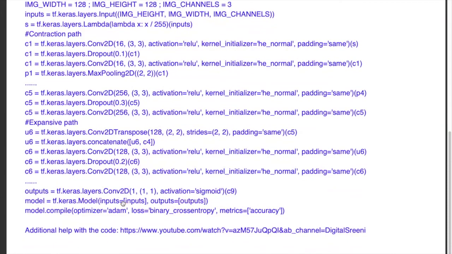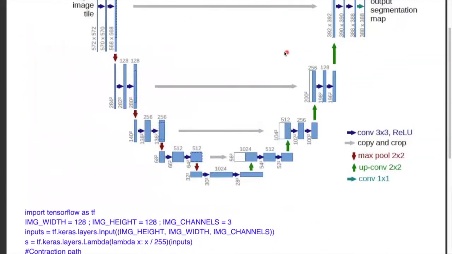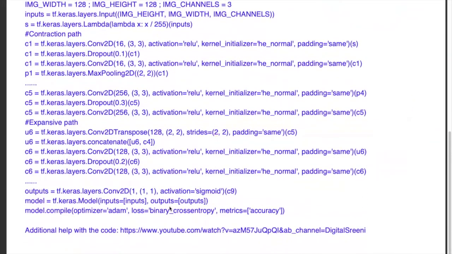So the idea is the same as an autoencoder. The idea is to reduce the error between input and output. And because here we have classes, we basically map to the different classes we have in segmentation.